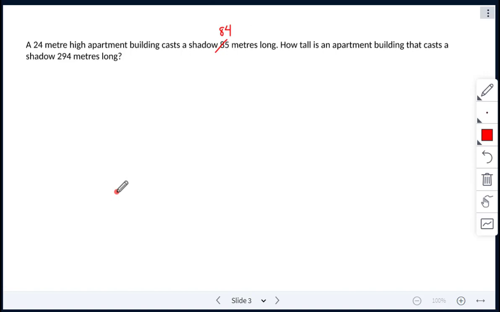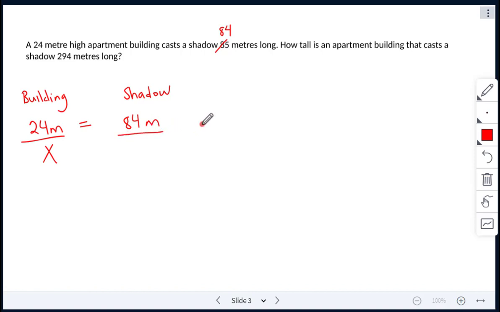All right, so now we're going to set up our ratio. Okay, so what I'm going to do is set it up this way. So we have our building, and then we have the shadow. All right, so it's a 24-meter building, and it gives a shadow that is 84 meters long. So I've set it up this way. This side is the building, this is the shadow. Okay, next, how tall is an apartment building? So that's X, when the shadow is 294 meters long.